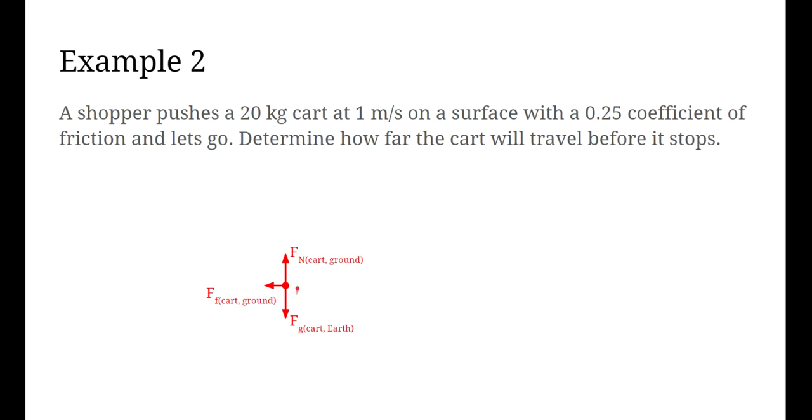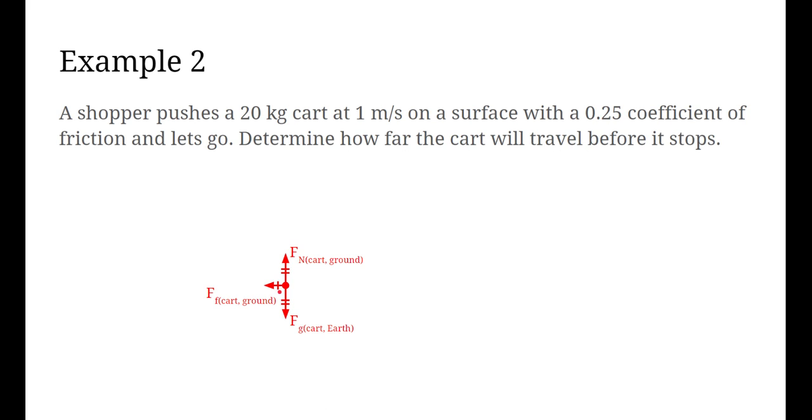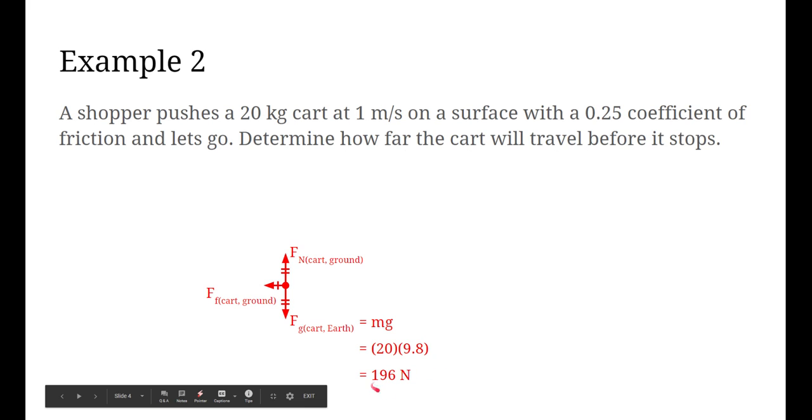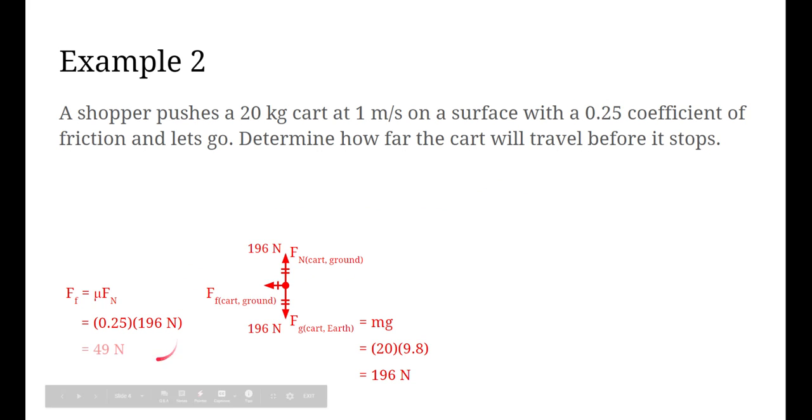As we look at this force diagram, we can assume that the vertical forces are balanced because the cart isn't accelerating upwards or downwards, but the horizontal forces are unbalanced. We have a friction force acting on the cart to the left, but we don't have any force pushing on the cart to the right anymore because the shopper has let go. So we can calculate the gravitational force being 196 newtons. We can say the normal force is equal to that gravitational force. And then we can calculate the friction force by multiplying the coefficient of friction times the normal force. And we get that the friction force is 49 newtons.